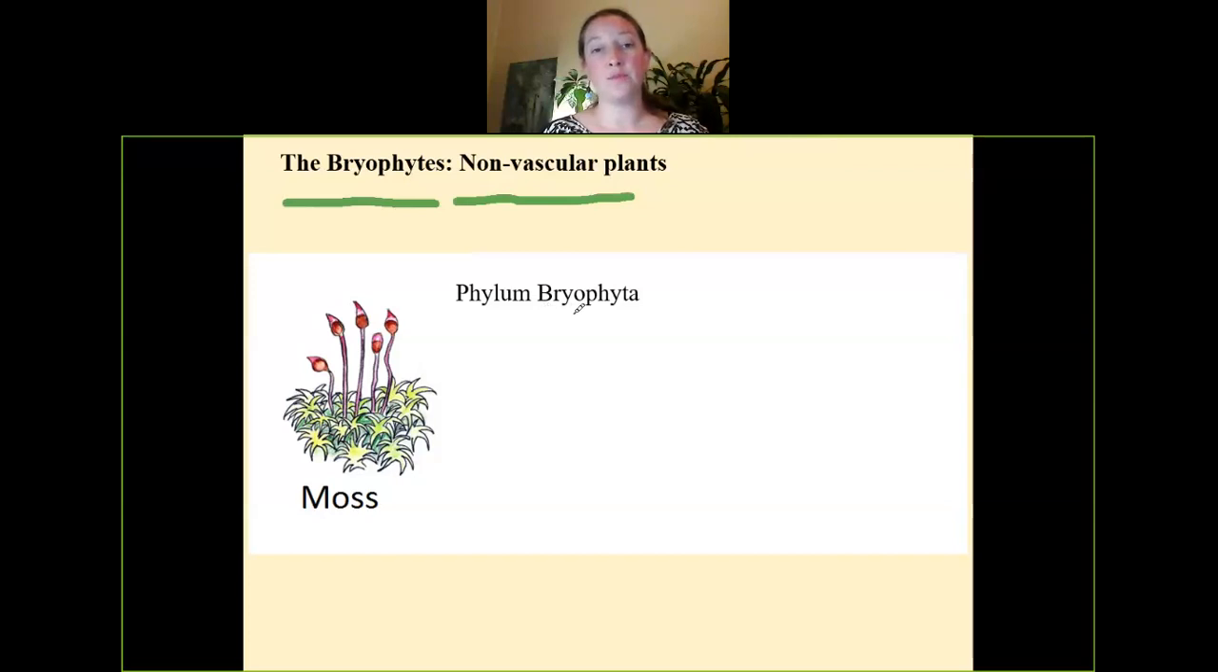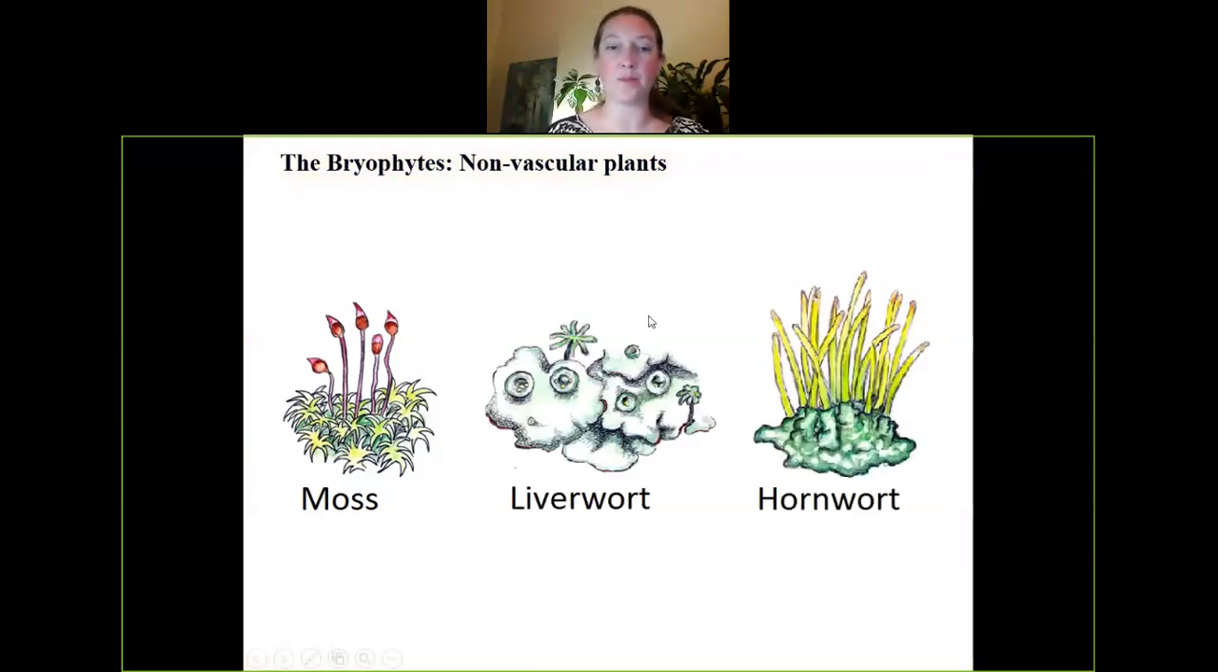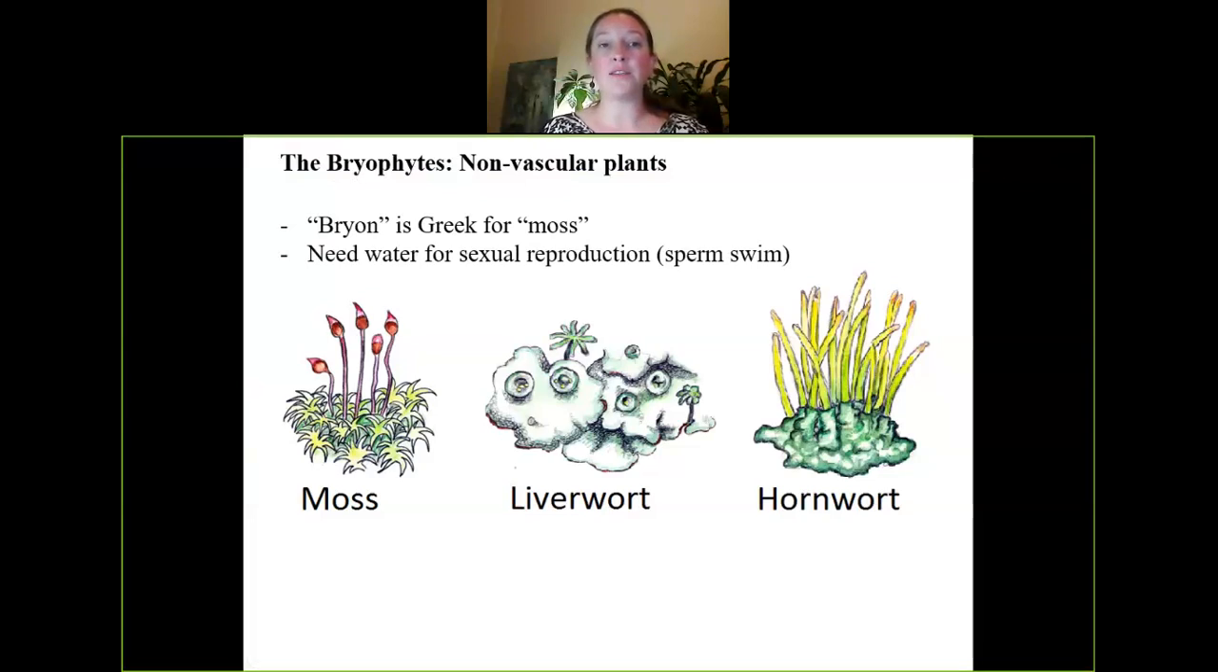You might notice that the phylum name for moss has the same beginning as bryophytes, right? Which collectively describes all three of these guys. That's because moss was the first to be described. And so when moss was being described, it was being described as non-vascular plants. So they kind of said, oh, okay, they must all be mosses. And then ultimately learned about other non-vascular plants and they got lumped together in the bryophytes. Okay, let's talk about these guys.